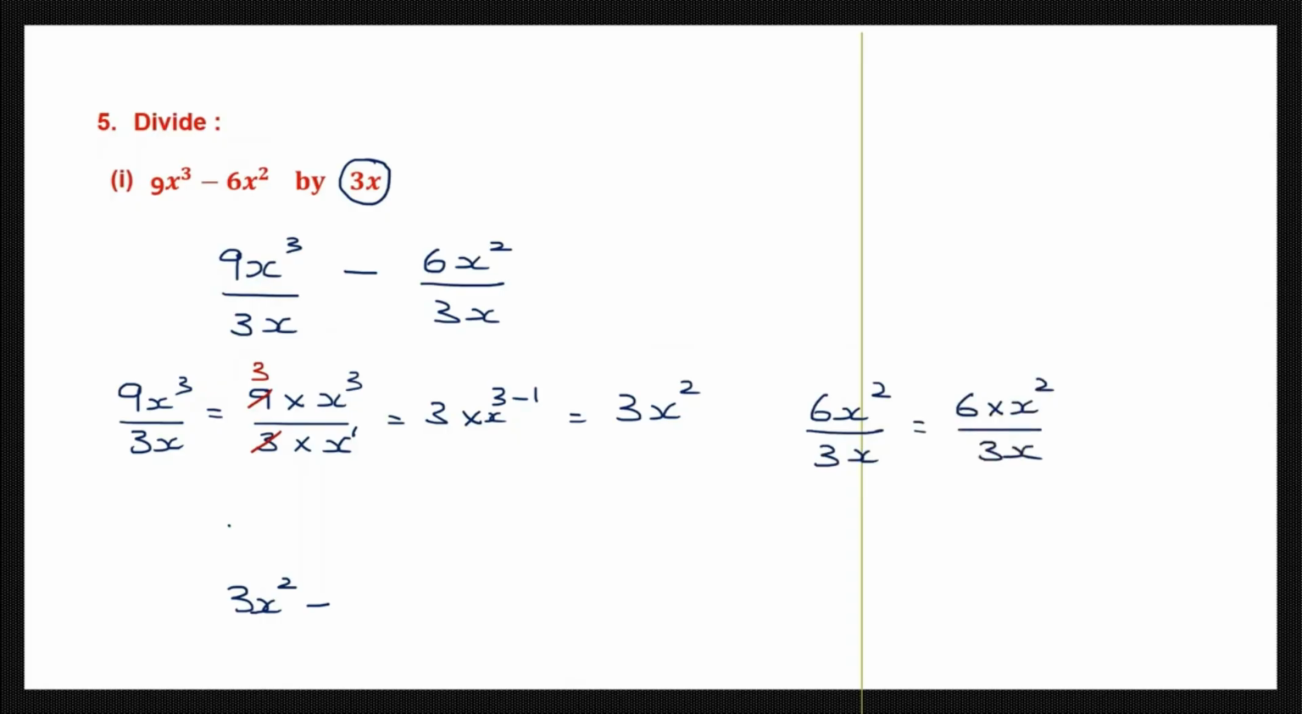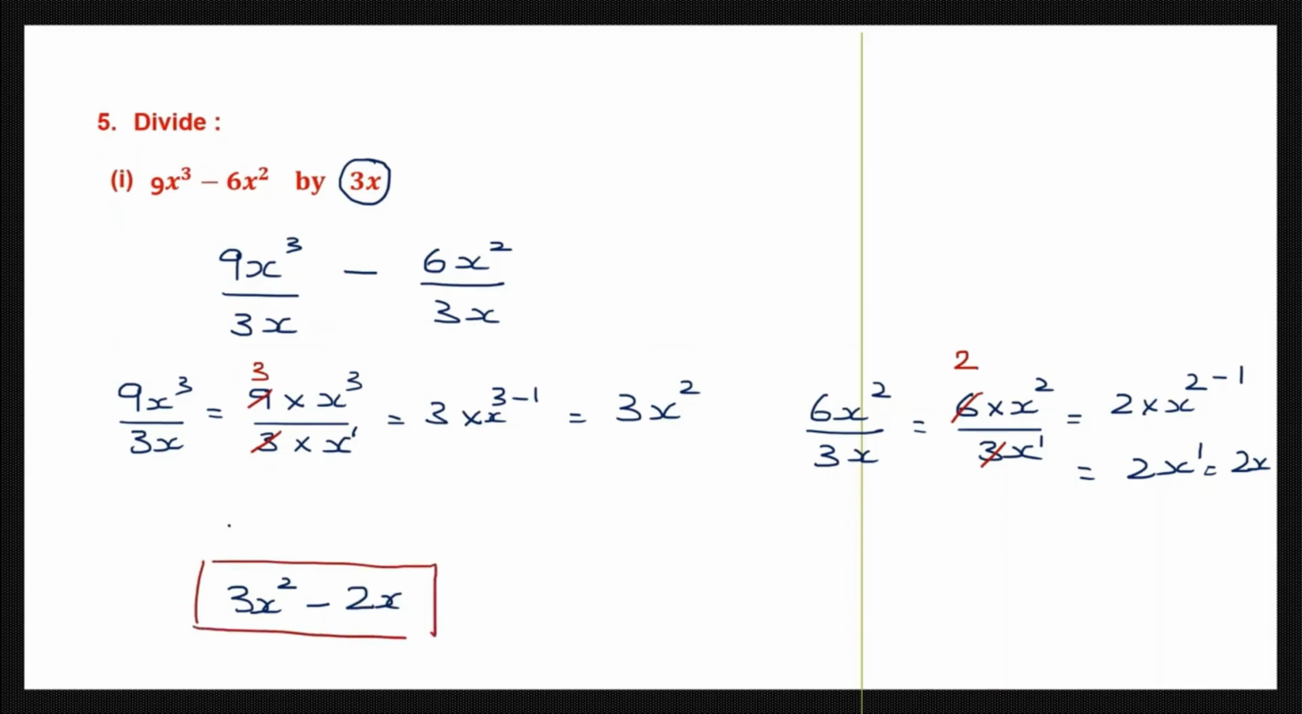Let's cancel what we can. 3 2s are 6. So here what do we have? 2 into x to the power of 2 minus 1, which is 2x to the power of 1, 2x. So here we get 3x squared minus 2x. So this will be our final answer. So we take each term separately and divide and get our final answer.